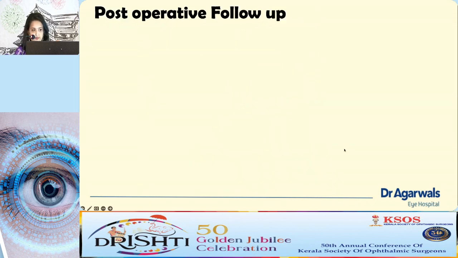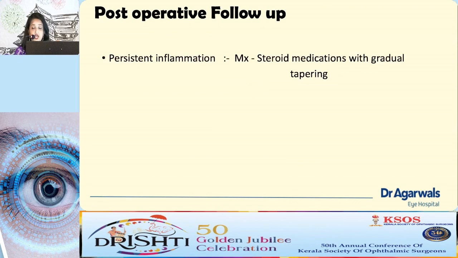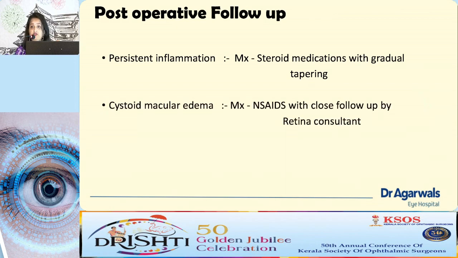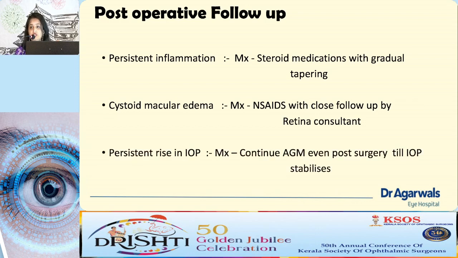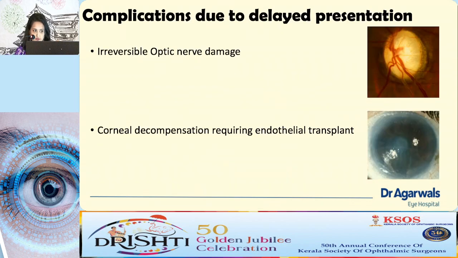In such conditions it can be managed conservatively. Coming to post-operative follow-up, it is not done with just operating on the patient and giving him ideal results. Normally there is persistent inflammation for which steroids have to be given until the inflammation is controlled. If there is cystoid macular edema, these patients should be given long-term NSAIDs along with close follow-up by the retina consultants. Also, in case of a persistent rise in IOP, anti-glaucoma medications have to be given to these patients.